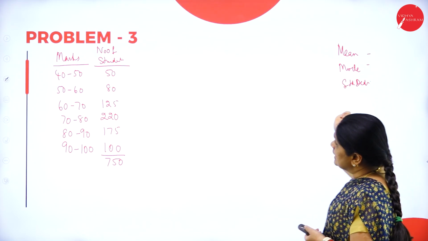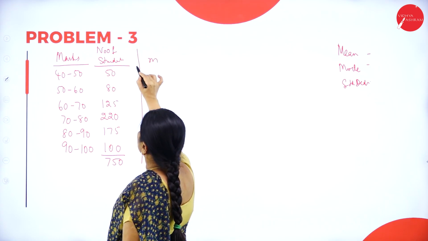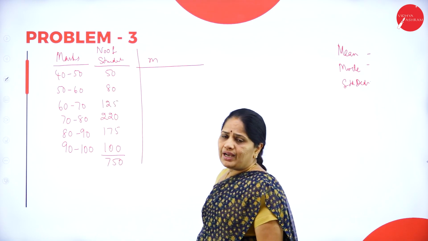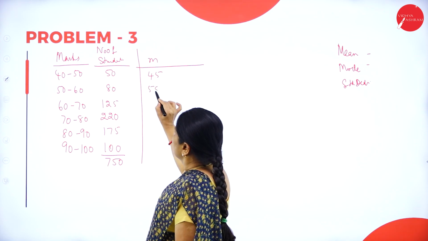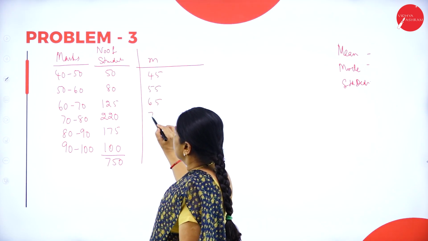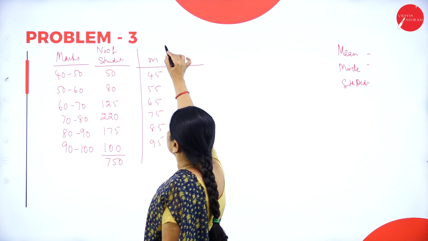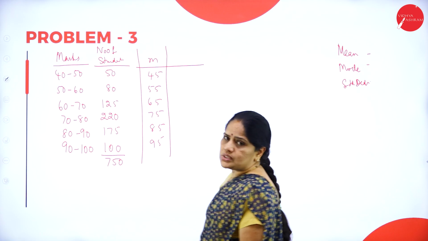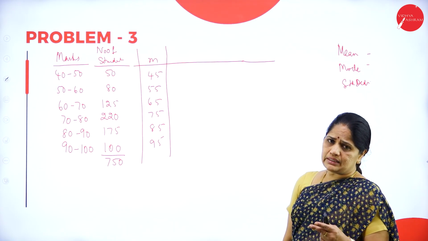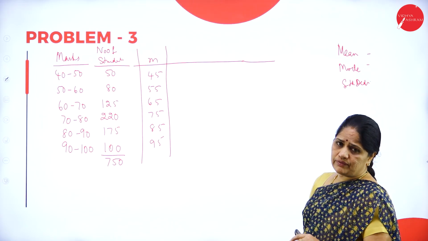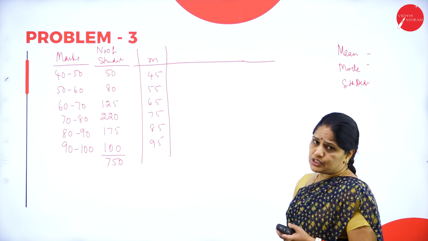Now if I have to find out the mean, the first thing is to find the mid value. What is the mid value here? Between 40 to 50 it is 45, then 55, 65, 75, 85, 95. Now to find the mean, I have two methods. Either I do f into m, or I take the help of the assumed mean.